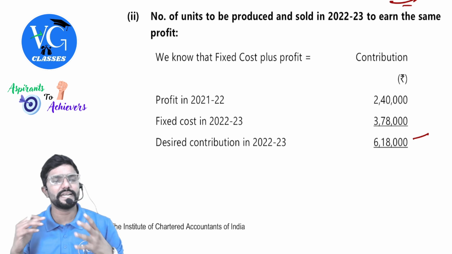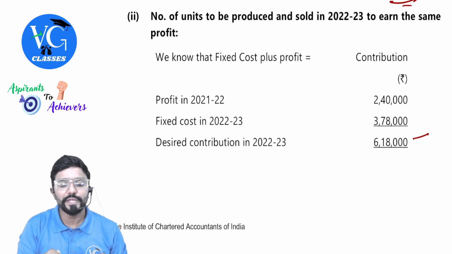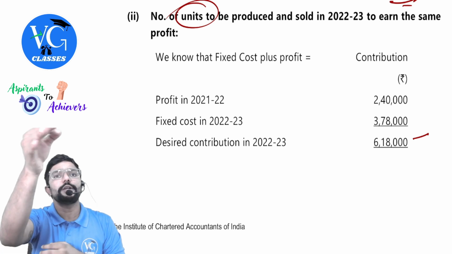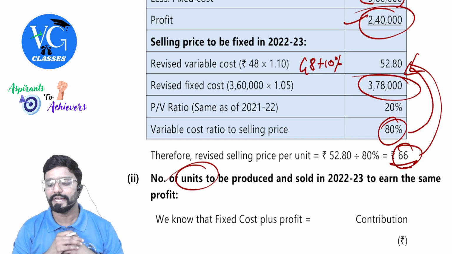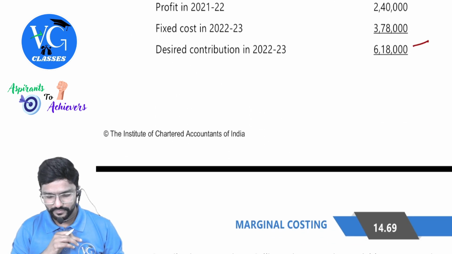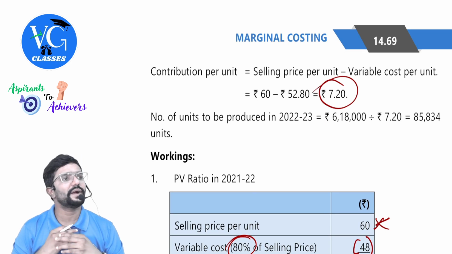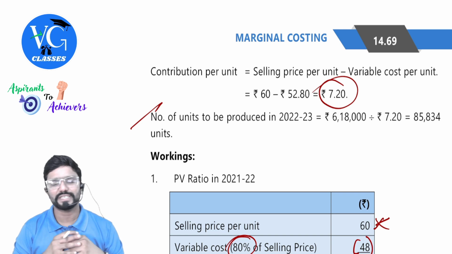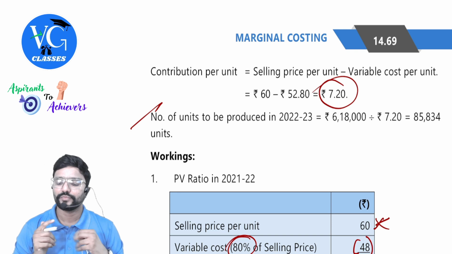6 lakh 18,000 is the desired contribution. Numerator we got. Guys, please be careful how many units they have told. That means denominator should be what? Contribution per unit. So contribution per unit would be 66 minus 52.80. Correct? So contribution per unit is 7.20. So number of units to be produced, guys, it is nothing but required sales in units: fixed cost plus desired profit divided by contribution per unit.